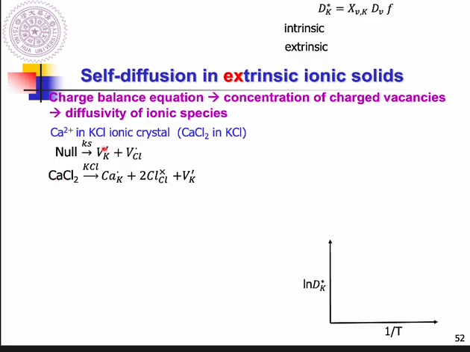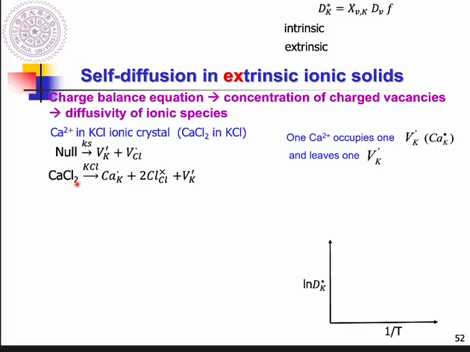So if calcium moves to or occupies the vacancy at the potassium site, then that will carry an extra positive charge. We have 2 positive minus 1, so we have 1 positive here. And the rest of the chloride will occupy the chloride site here, so it is neutral. But I will have an extra vacancy at the potassium site here.